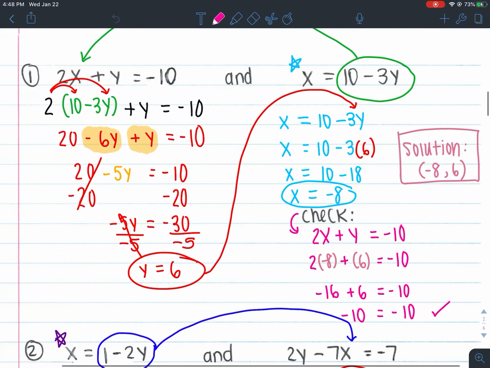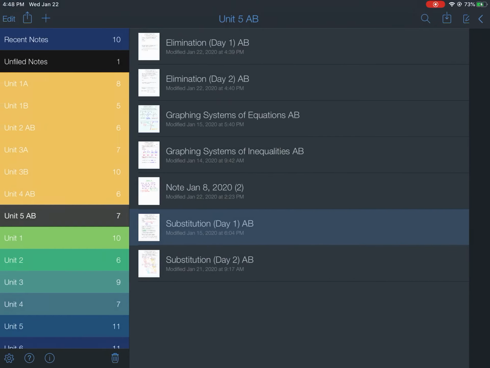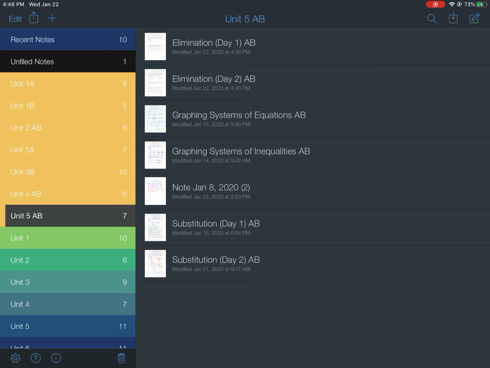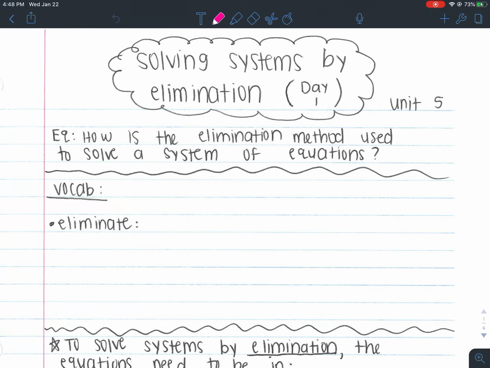The second way I learned was using substitution. I'm given two equations and I'm asked to solve the system. Well, instead of graphing, I can just use substitution. And using substitution is the second method that we learn. So you can either graph the equations or use substitution with the equations. And this is going to be the third way we learn how to solve a system, by elimination. So our essential question is, how is the elimination method used to solve a system of equations?